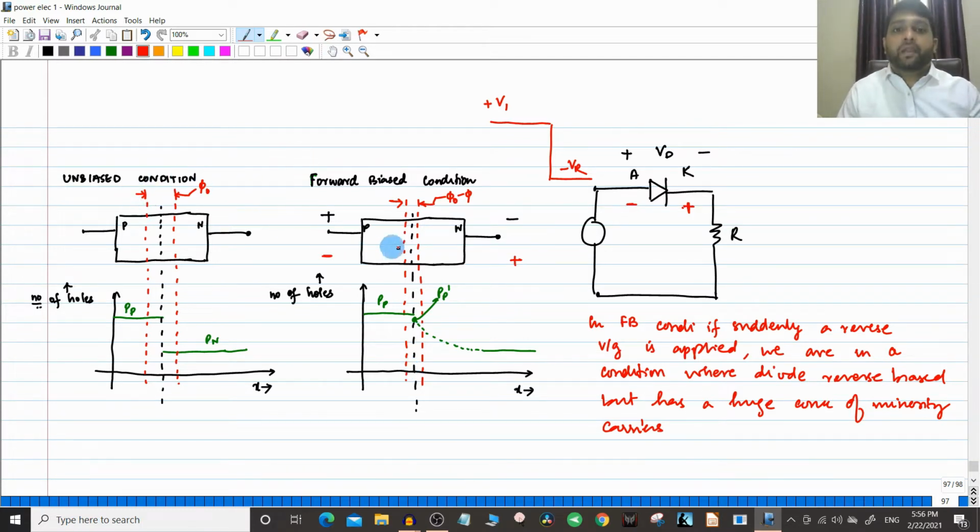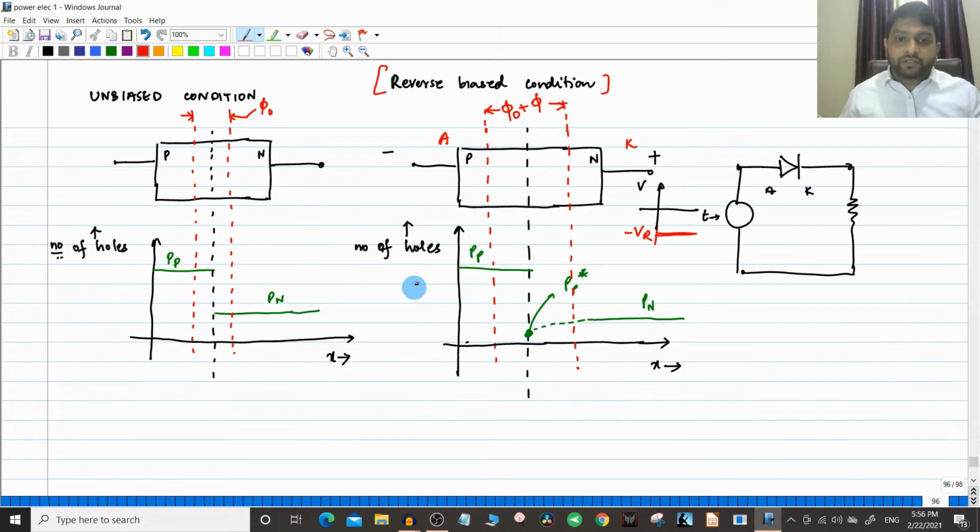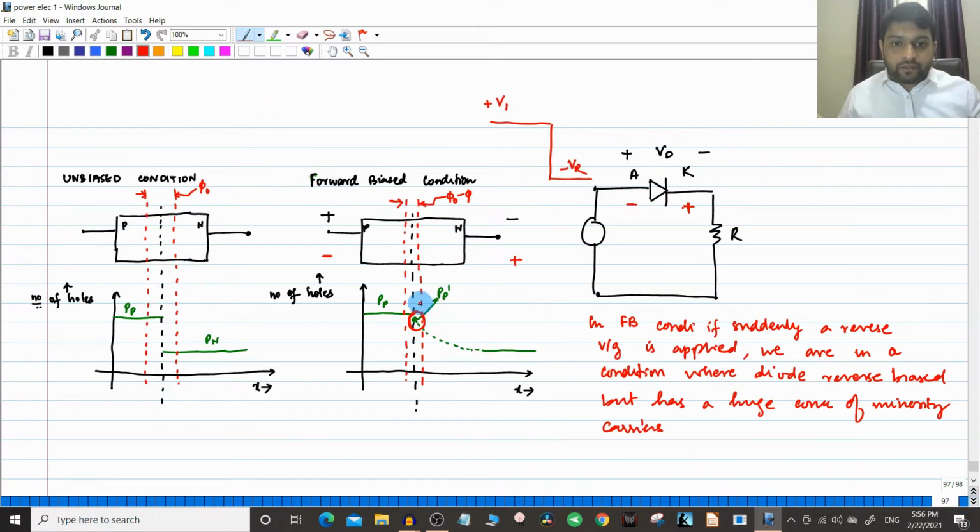Now, when suddenly you are applying a reverse biased voltage from the forward bias condition, there is a large amount of minority carriers available, and the reverse current will flow. The reverse current that will flow will be very high because of the availability of this large amount of minority carriers. See, the amount of minority carriers available is this. But for reverse saturation current, this was the available, very less. But now you are making this much amount of minority carrier available. Therefore, the reverse current that now will flow will be very, very high.